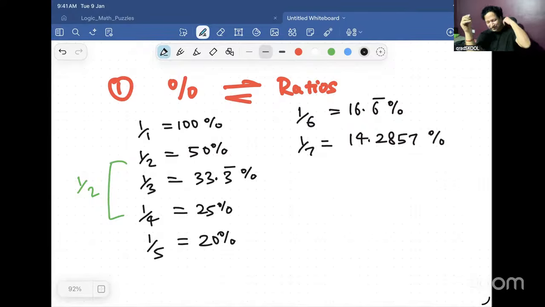So it looks like 2857. It also repeats: 14.2857, and so on. I'll be discussing this, so I'll just put a star over here because this is going to blow your mind.